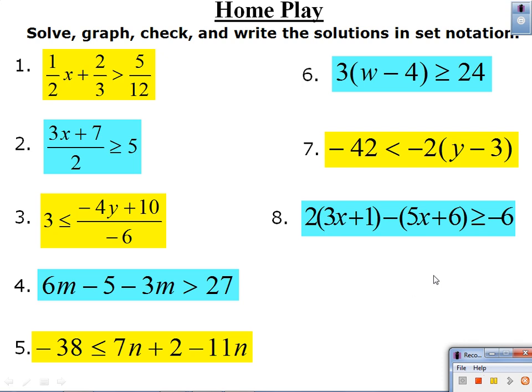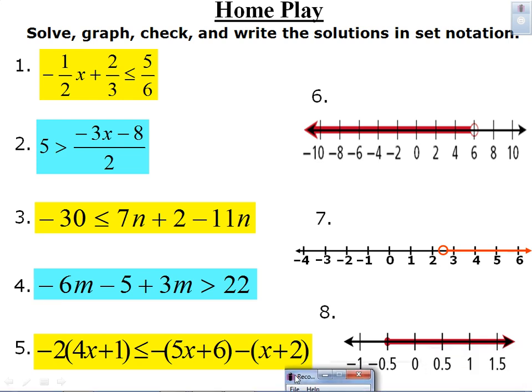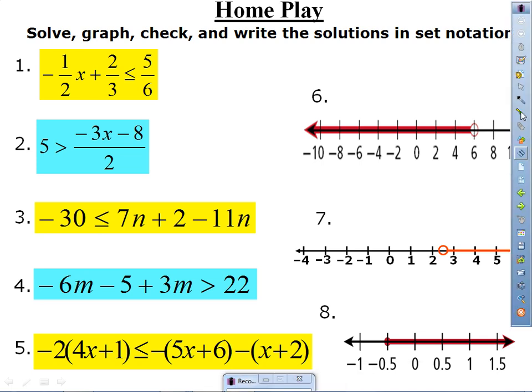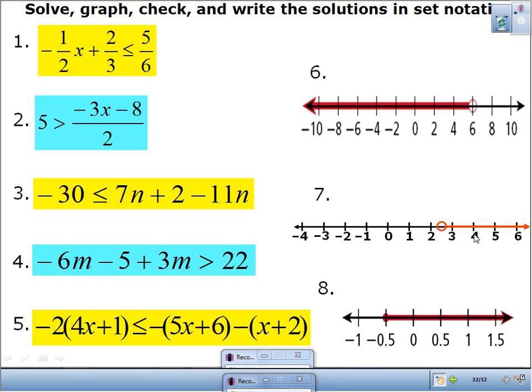Everybody done? No. Be nice. Okay, copy that, please. All right, here we go. Get your homework in front of you from last night, please. I'm going to start with numbers 6, 7, and 8. Focus, please. Guys, focus.